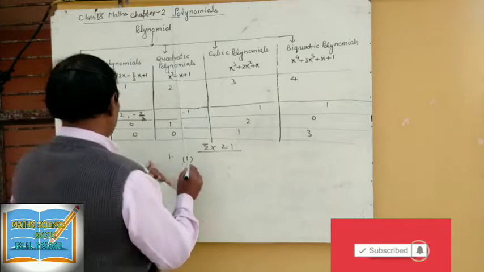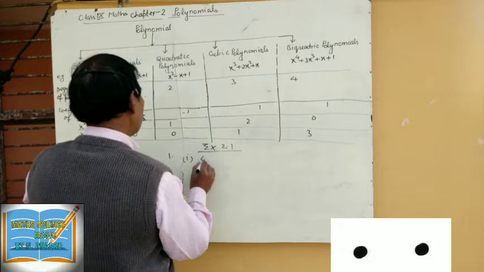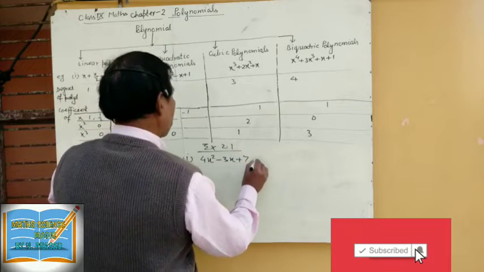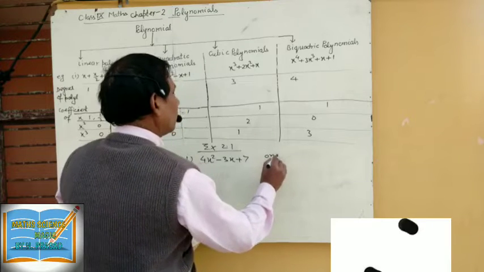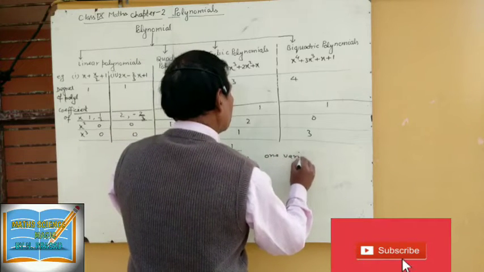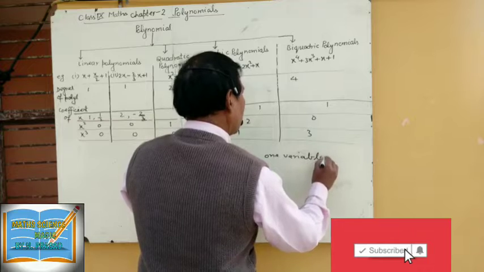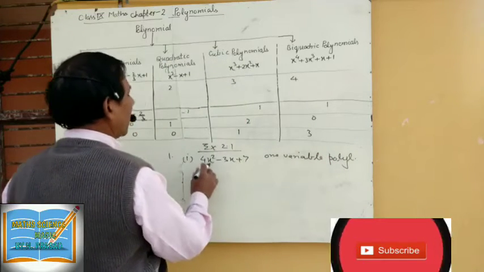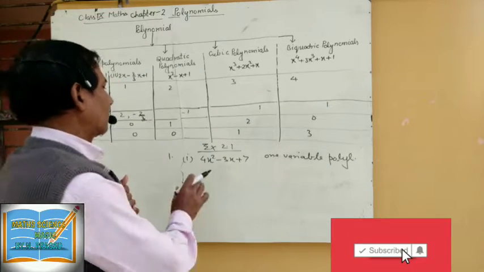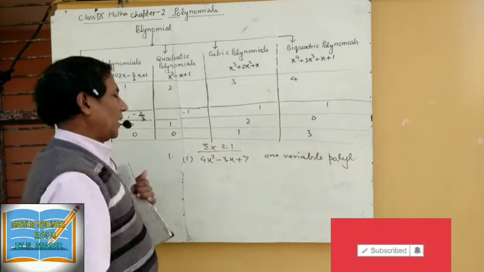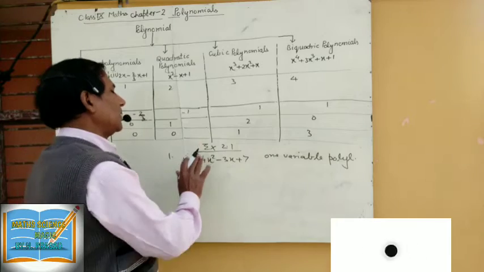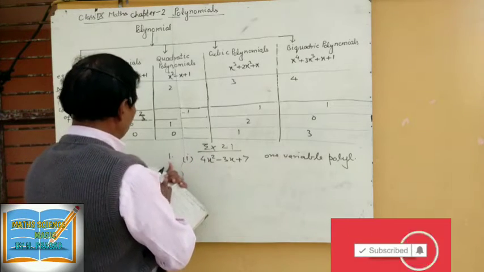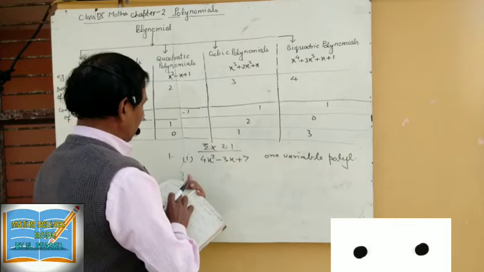So I am seeing here that in the first part, given 4x square minus 3x plus 7. It is a one variable polynomial. Why is it a one variable polynomial? Since x is only one, only the x variable is there. Maybe the exponent is different, but the variable is only x, that's why it is a one variable polynomial. Here written y square plus root 2, it's also one variable.